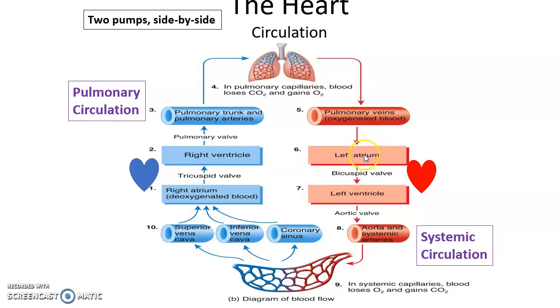So oxygenated blood enters the left atrium, enters the left ventricle, and then leaves and goes to all the different parts of the body through the aorta and so forth. So this is systemic circulation, carrying oxygenated blood from the left side of the heart to the entire body so that the body cells can get the oxygen they need. And it just goes around and around between those two circulations, pulmonary and systemic.